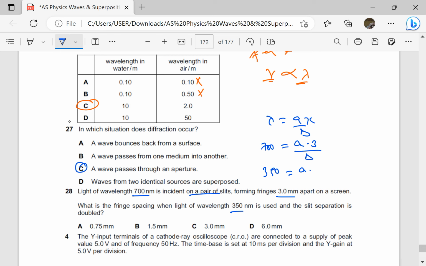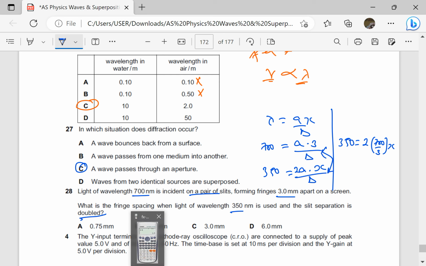What is the fringe spacing when light of wavelength 350 is used and the slit separation is doubled? So the slit separation is doubled, so this is twice A. Then times the fringe separation, which is not known, and the distance D remains the same. Where there is A over D, I'm going to put 700 over 3. So I have 350 is equal to 2 into 700 over 3, then times x. I'm just combining these two equations and solving them.